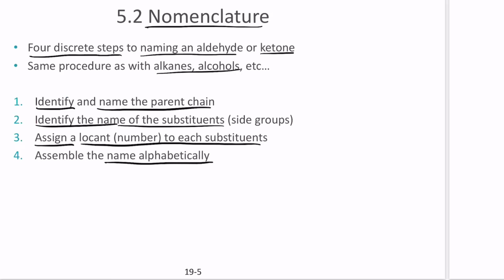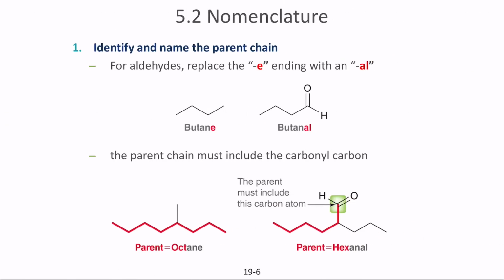Remember that the difference here is that we do not consider the C double bond O as a substituent; we consider it as part of the parent chain. For aldehydes, we replace the -e of any alkane with -al, for example butanal. Remember that -al represents aldehyde and -ol represents alcohol. This is a commonly misused difference that you might find confusing.